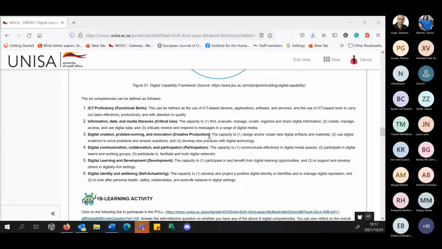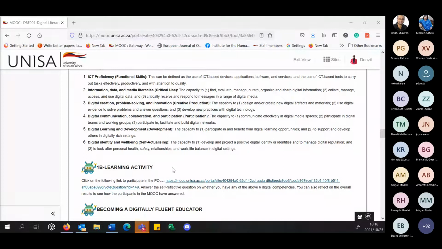The fourth one, digital communication, collaboration, and participation. This speaks to the essence of what we are doing now. Currently on this platform, we are engaging with each other through a learning process, but there's an element of communication through the chat. There's an element of collaboration by us being a large number of people engaging with each other when we do the Q&A, and participation. So this is the capacity to communicate effectively in digital media spaces and participate in digital teams and working groups, which all become core skills. And we saw this in the midst of COVID-19 when we were all under lockdown and companies and corporate society had to operate from home, and higher education had to operate from home. We all needed to engage in new collaborative and participation spaces.